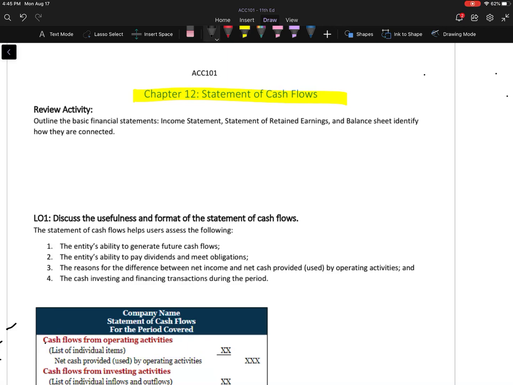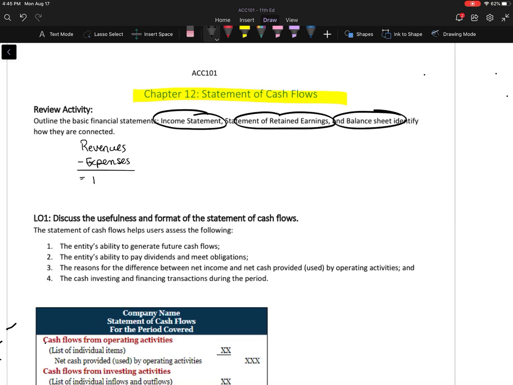Chapter 12 focuses on the very last financial statement, the statement of cash flows. So let's go ahead and review the financial statements that you are already familiar with. Go ahead, if you can, and lay out a basic income statement, statement of retained earnings, and balance sheet. You don't have to do fancy ones, just a simple income statement will do.